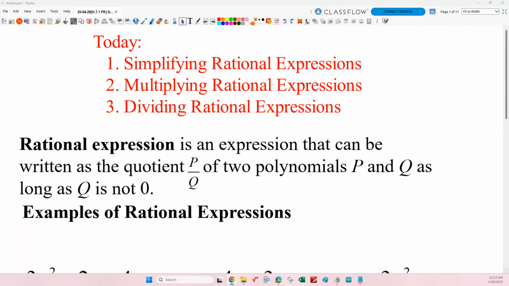So a rational expression is just a polynomial, let's say p, over another polynomial q. They're just being divided. And how often can you divide by 0? Does anyone know? Have you ever put 4 divided by 0 in your calculator? It goes syntax error, undefined, something like that. You can't do it, right? So q can never be 0.